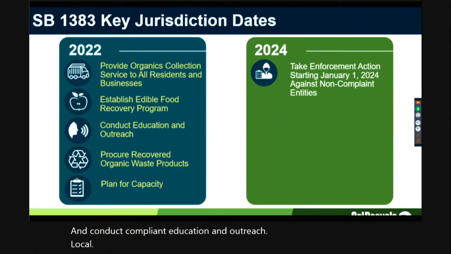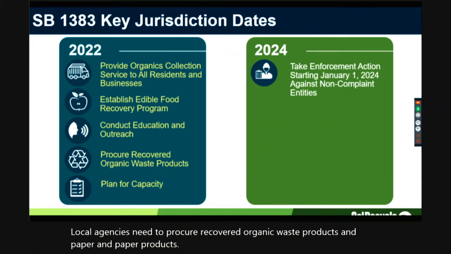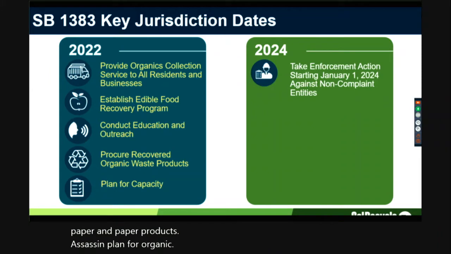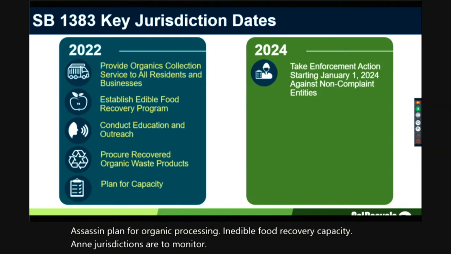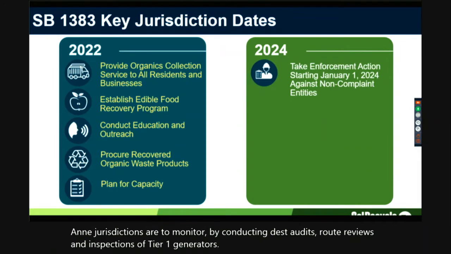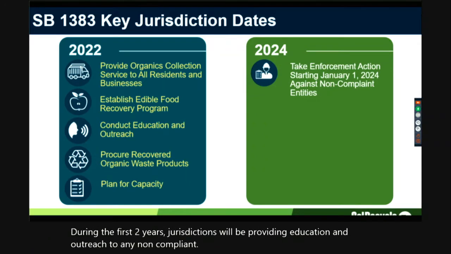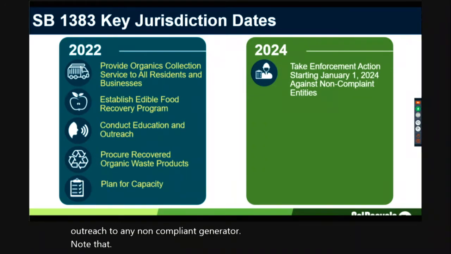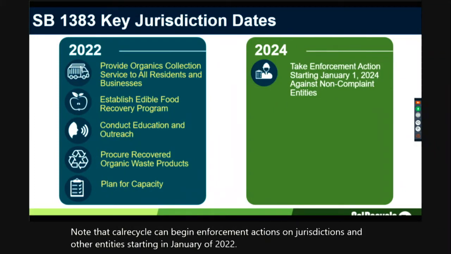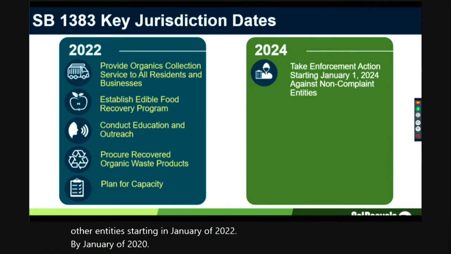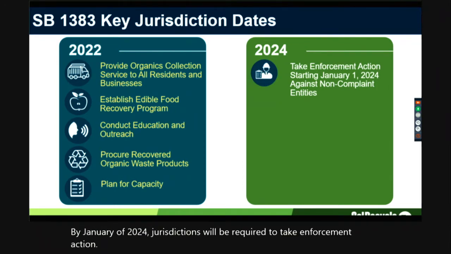Local agencies need to procure recovered organic waste products and paper products, and assess and plan for organic processing and edible food recovery capacity. Jurisdictions are to monitor by conducting desk audits, route reviews, and inspections of Tier 1 generators. During the first 2 years, jurisdictions will be providing education and outreach to any non-compliant generator. Note that CalRecycle can begin enforcement actions on jurisdictions and other entities starting in January of 2022. By January of 2024, jurisdictions will be required to take enforcement action against non-compliant entities.